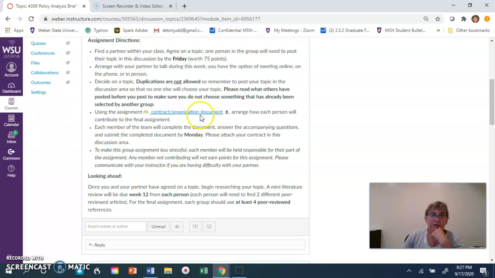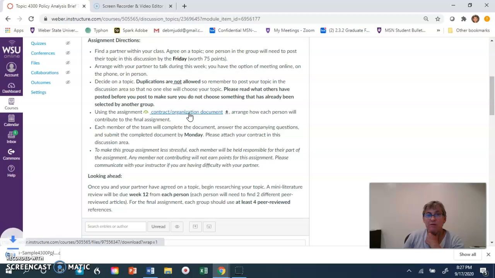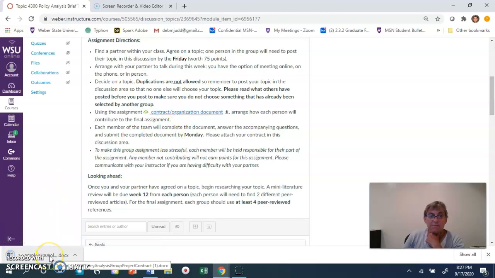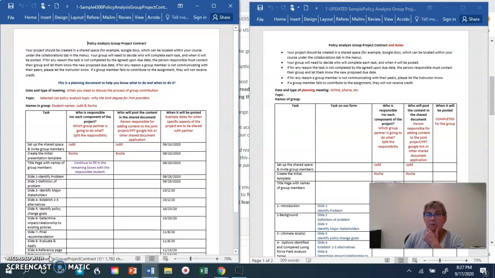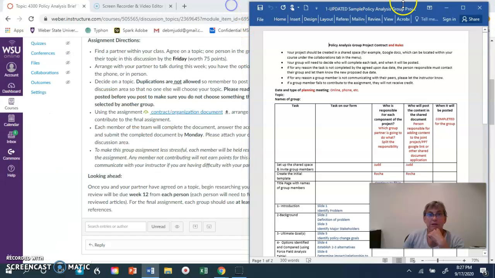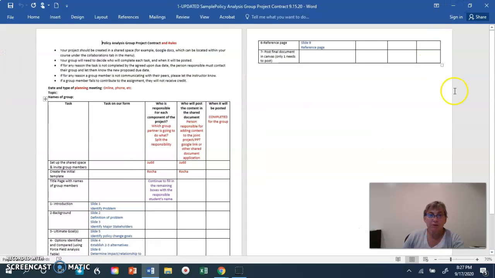So here is the contract organization document. The one that was previously printed in there was incorrect. And what happened is when this class became virtual, the original assignment had a PowerPoint in it that was presented when you came to campus. So I'm going to close this one and open this one because this is the one that I've amended.